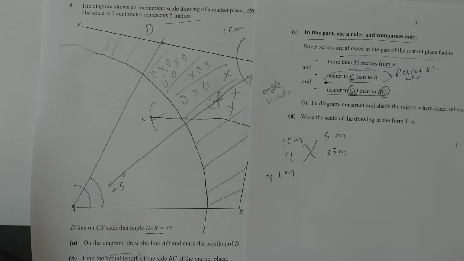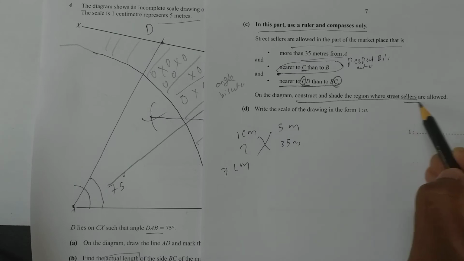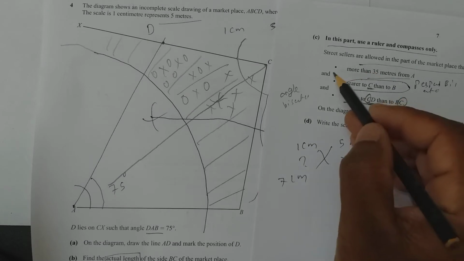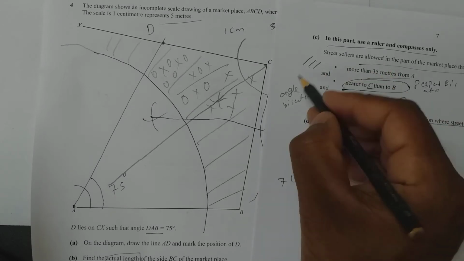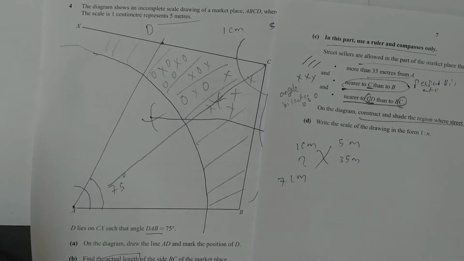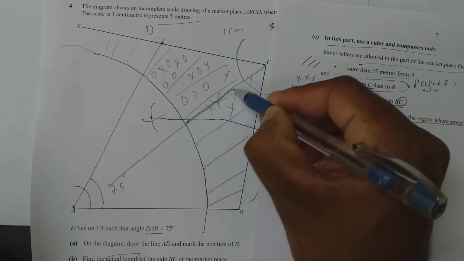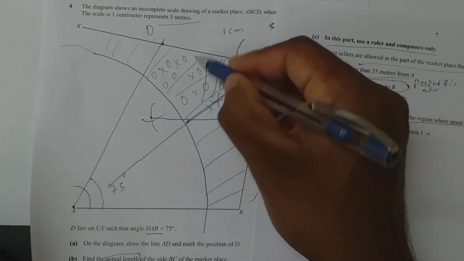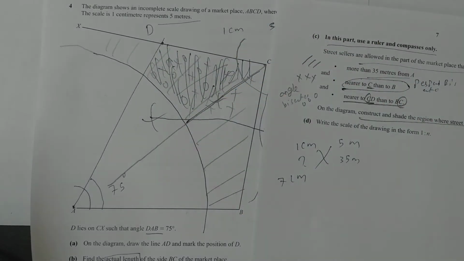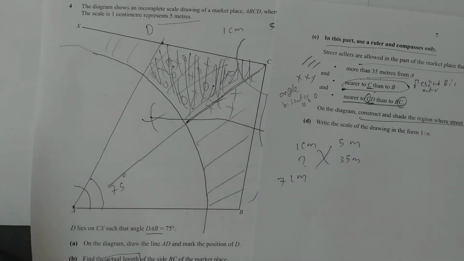Now continue. On the diagram, construct and shade the region in which street sellers are allowed. So which part has come in all the three? For the first part it was a line, for the second part it was a cross, and for the third part it was circles. So which part is present in all the three? This part. So street sellers are allowed only in this region. Did you understand where all the three have come? More than 35, nearer to C, nearer to CD also.